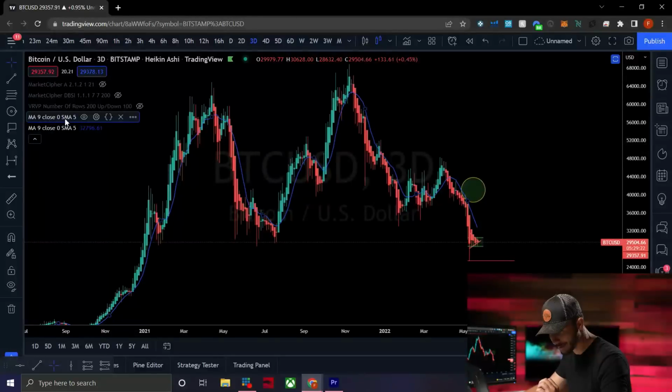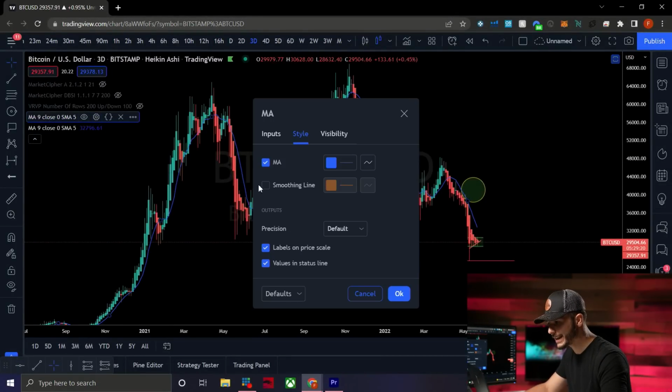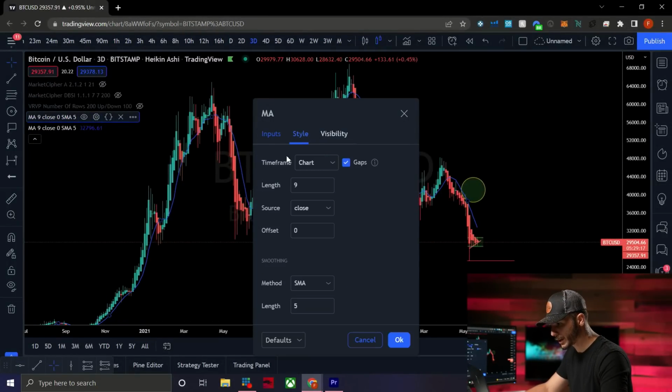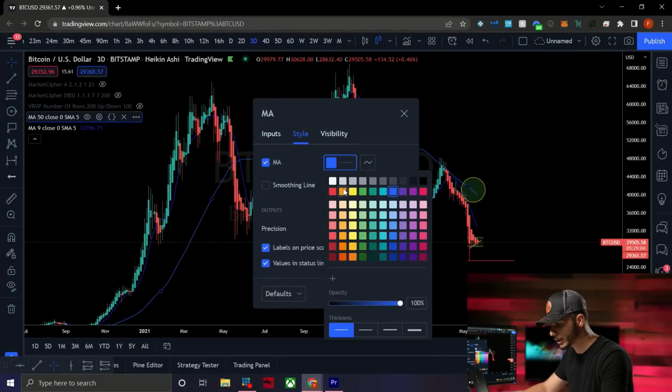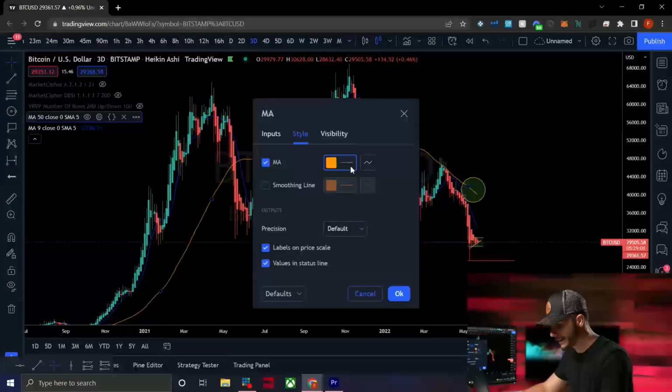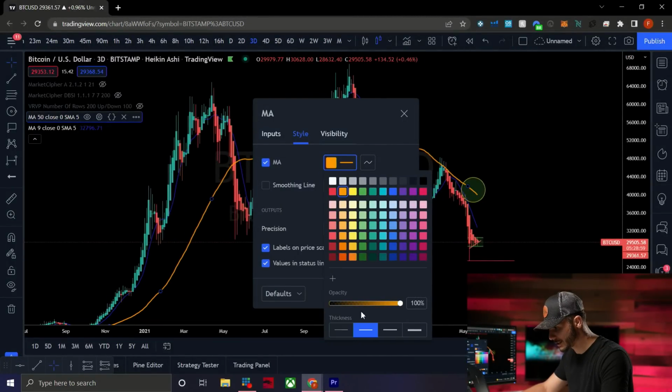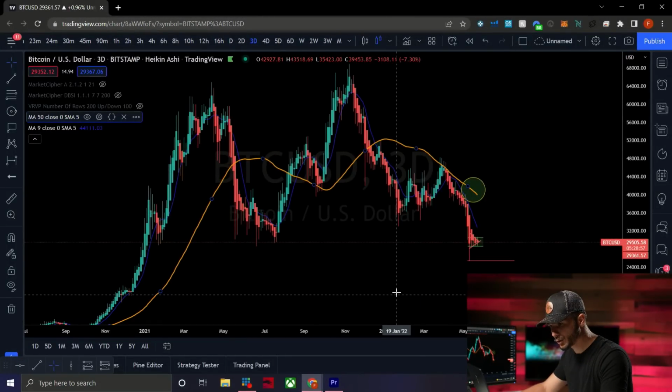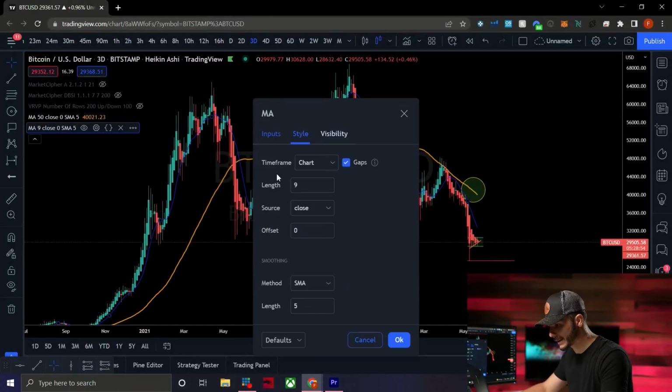You're gonna wanna double click on these boxes or click this settings wheel right here, and it pulls up your settings, and you're gonna wanna go to inputs on the left-hand side at the top of this settings box right here, and you wanna come to length, and you're gonna wanna change this to 50. And then we're gonna go over to style, and we'll make this one orange just so we can tell the difference. And then maybe we'll make the line a little bit bigger so they're easier to see. And then you're gonna wanna click on the other moving average, except this one, you're gonna wanna change the length right here to 200 exactly. And then go to style.